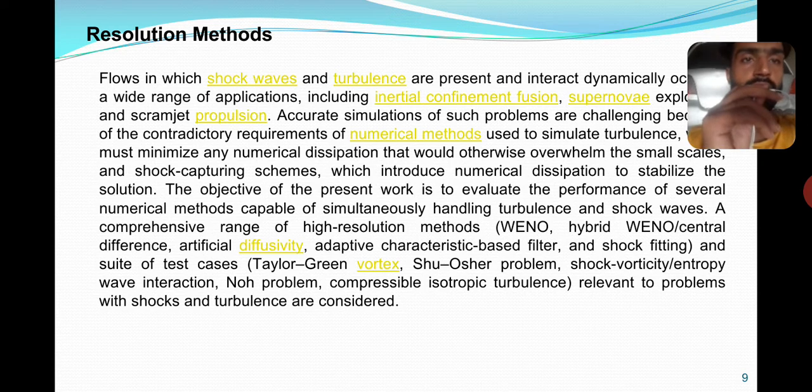The objective of the present work is to evaluate the performance of several numerical methods capable of simultaneously handling turbulence and shock waves in a compressible range of higher resolution methods: WENO, hybrid central difference, artificial diffusivity, characteristics-based filter, and shock fitting, and a suite of test cases. Taylor-Green vortex, shock-vortex entropy wave interaction, Noh problem, compressible isotropic turbulence, and a problem with shocks and turbulence are considered.